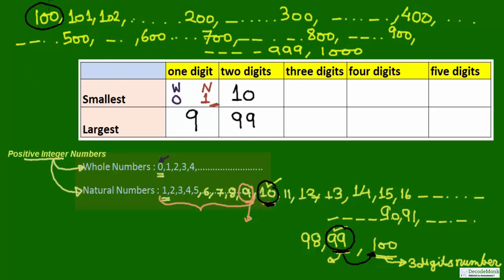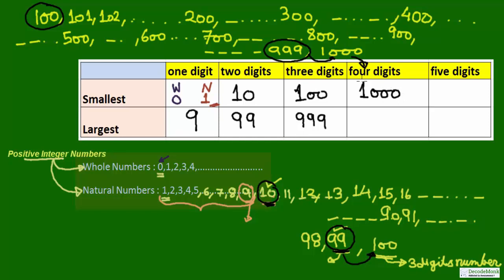They start with 100, and you can easily verify that they end with 999, and immediately after 999 comes 1000, which is a four digit number. So the smallest three digit number undoubtedly will be 100, and the largest three digit number will be 999.